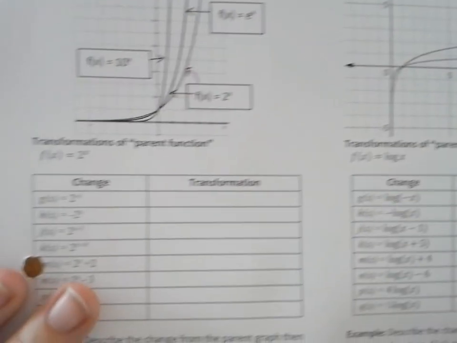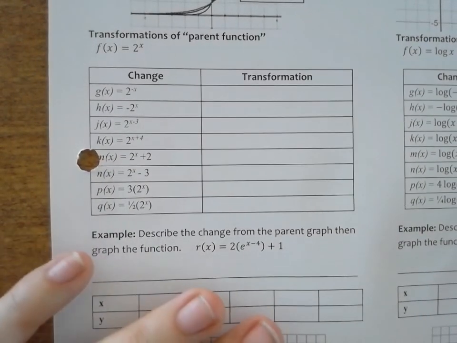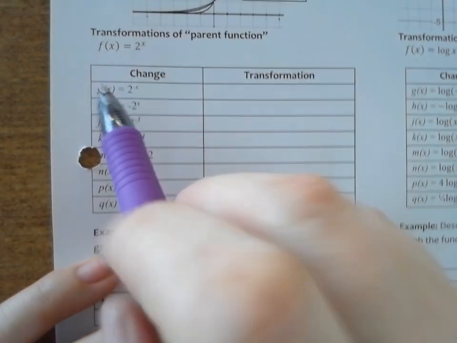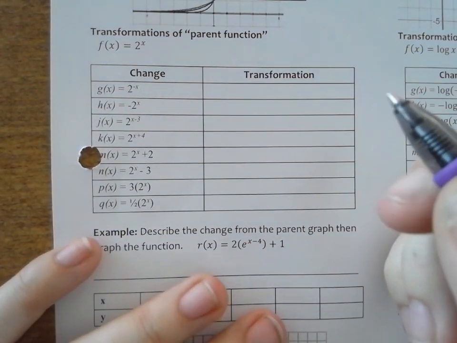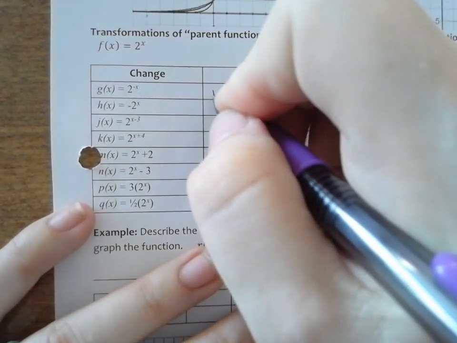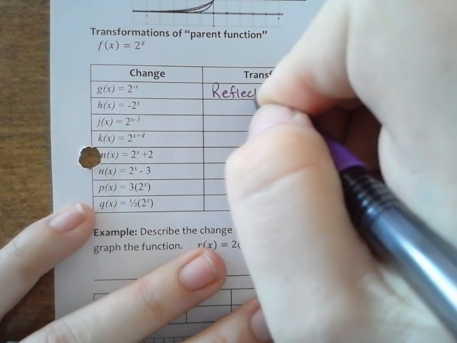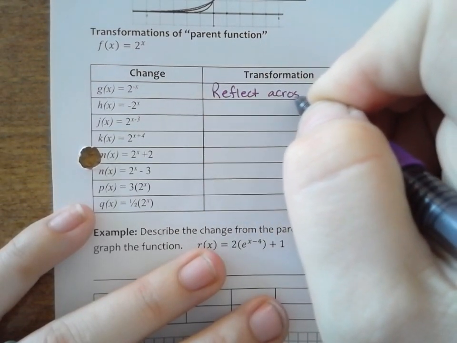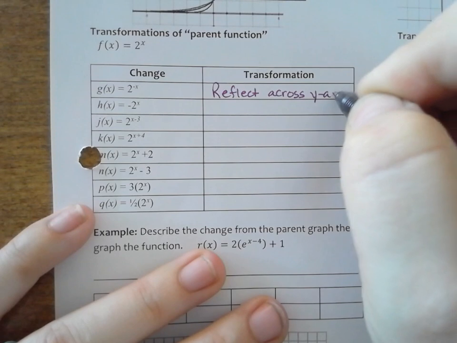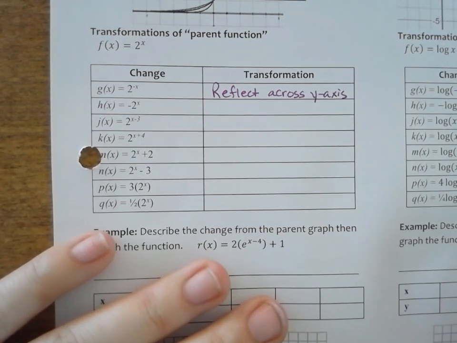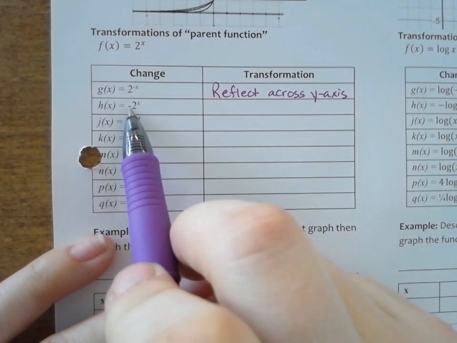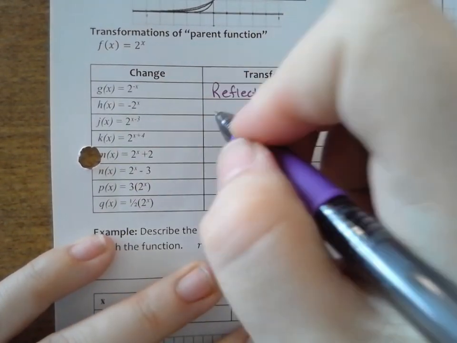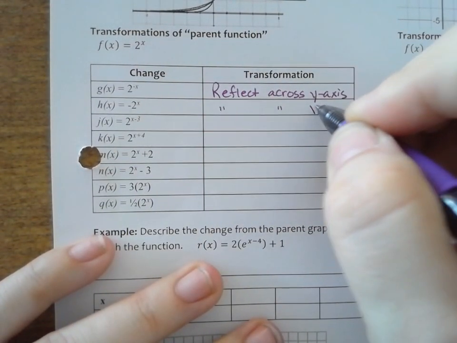So let's chat really quickly about the transformations of the parent functions. If the negative is with the exponent, if your exponent is negative, this is going to reflect across the y-axis. Okay, that's going to reflect across your y-axis. If the negative is out front, that is going to reflect across the x-axis.